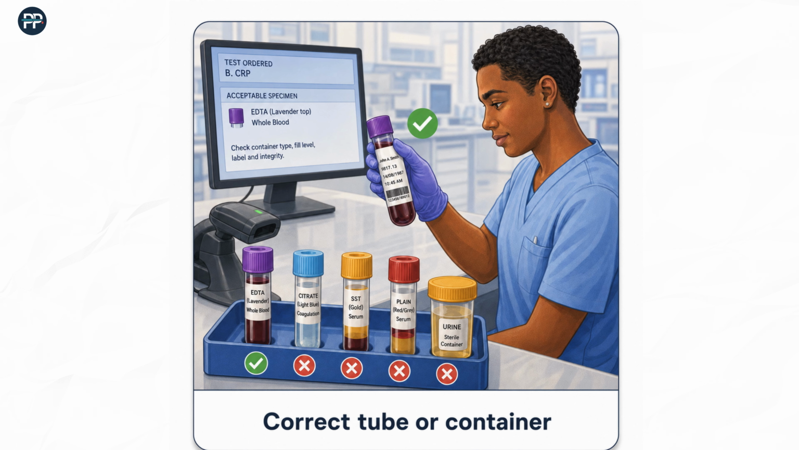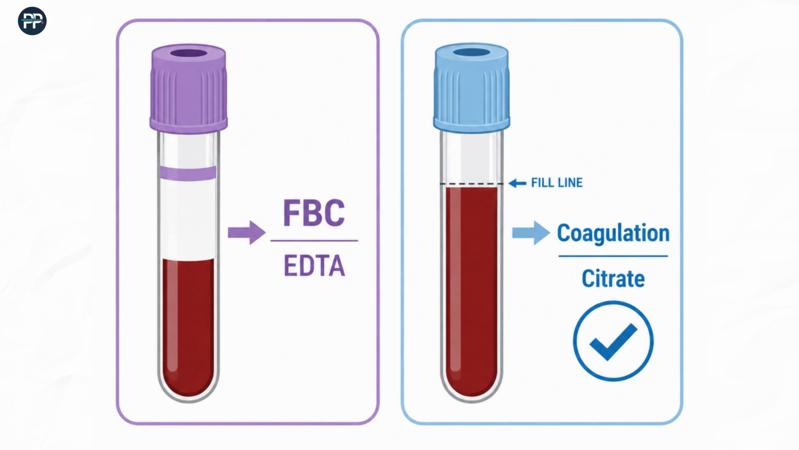Reception staff then check the tests that have been requested and compare them with the samples received. They need to make sure that the correct tube or container has been used for the requested test. For example, a full blood count requires an EDTA tube. Coagulation testing requires a correctly filled citrate tube.